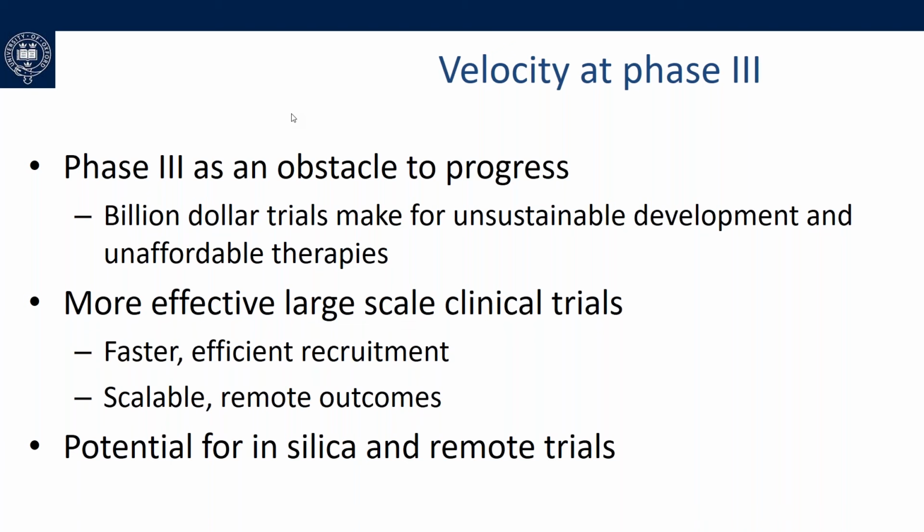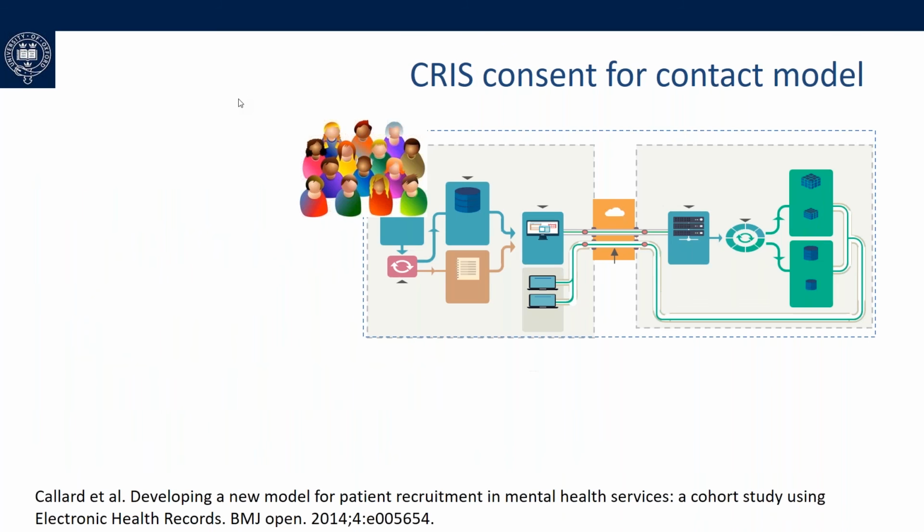So we need more effective, very large scale clinical trials. We need to make recruitment quicker. We need to have outcome measures that are better. Next slide. So could we recruit people for clinical trials more effectively? I think we could from electronic medical records. So this is what we're now just beginning to do in the UK.